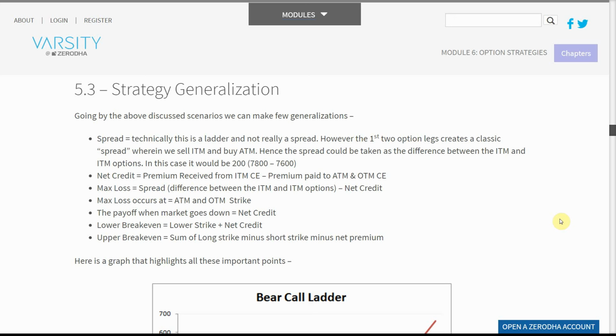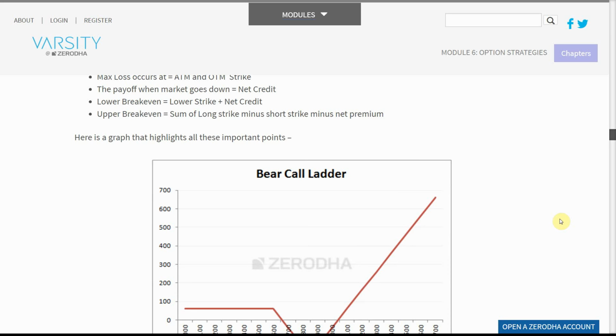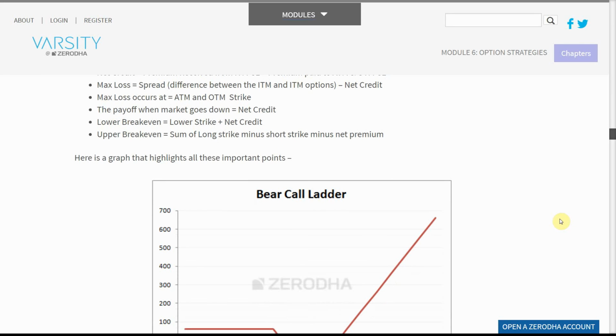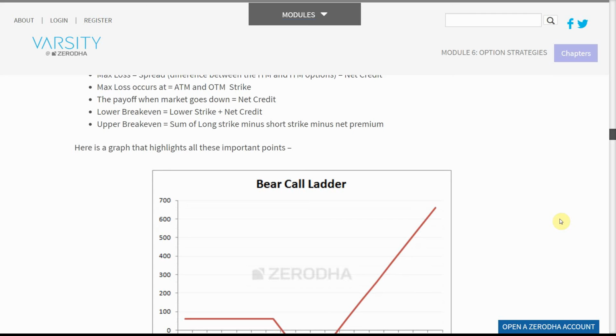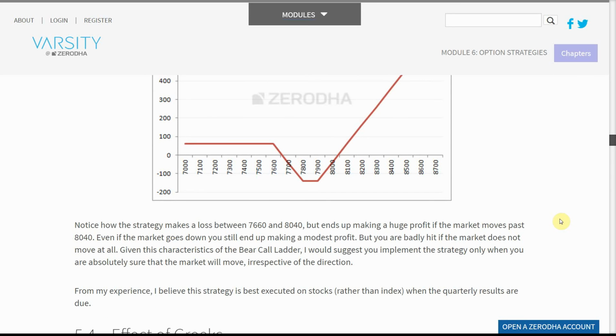Here is a graph that highlights all these important points. Notice how the strategy makes a loss between 7,660 and 8,040, but ends up making a huge profit if the market moves past 8,040. Even if the market goes down, you still end up making a modest profit. But you are badly hit if the market does not move at all.